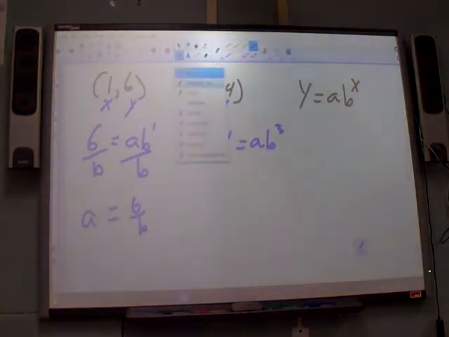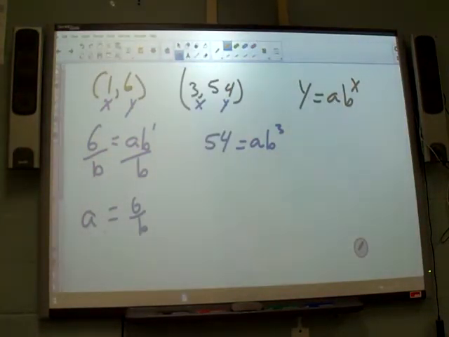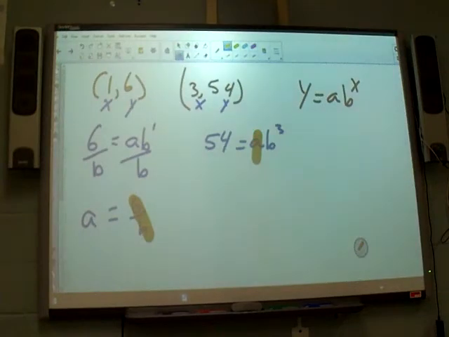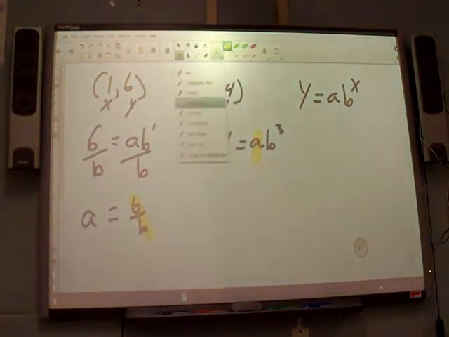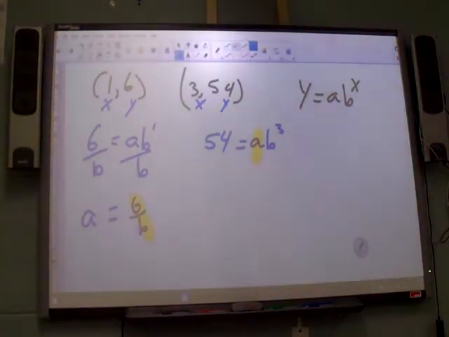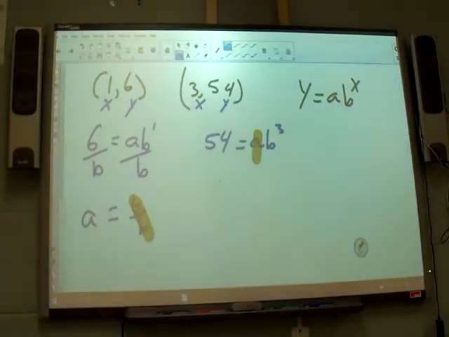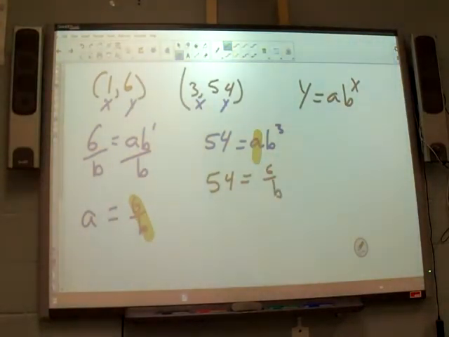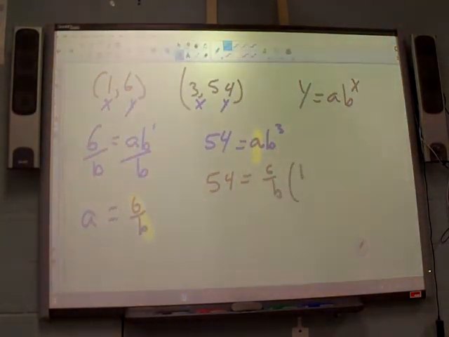Okay, so now what you've done, if this is what A is, you ought to be able to take that over here and put it in for A, right? Okay, I told you it's a several step process. You're going to be glad you got it in your notes to follow. 54, instead of A, I'm putting what A is, times B cubed.